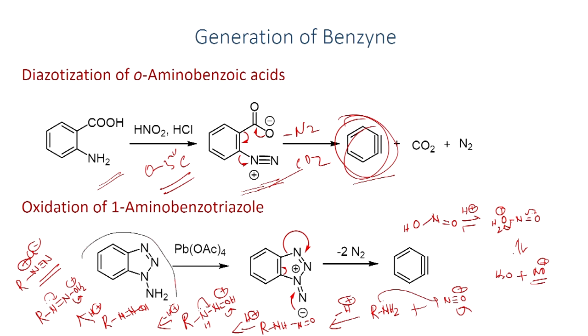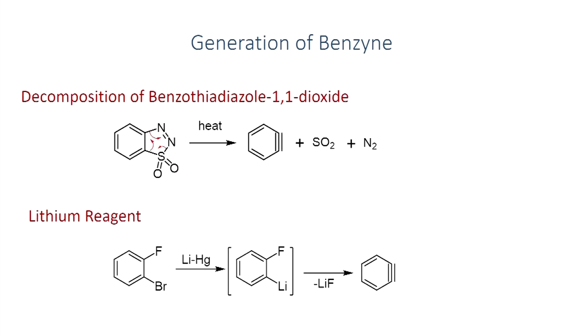This one is a triazole, and in the presence of an oxidizing agent, the triazole can be oxidized to benzyne, where you lose two molecules of nitrogen. This also can be readily converted into benzyne by oxidation in the presence of lead tetraacetate. The other example is when you have this heterocycle, which when you heat, can readily lose nitrogen as well as sulfur dioxide, and you will be able to make benzyne. These are the common substrates we use to make benzyne.